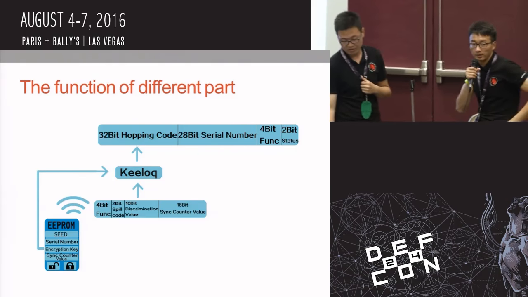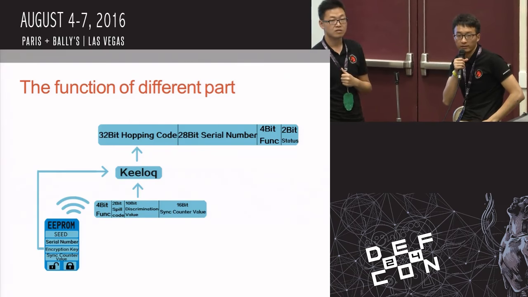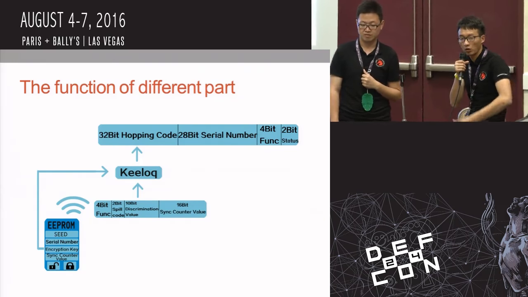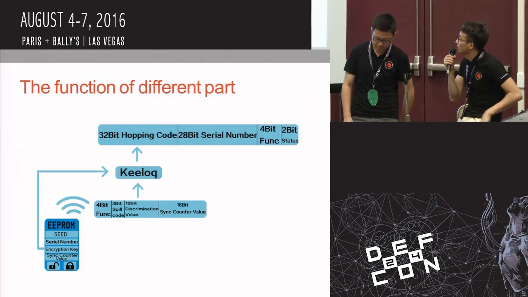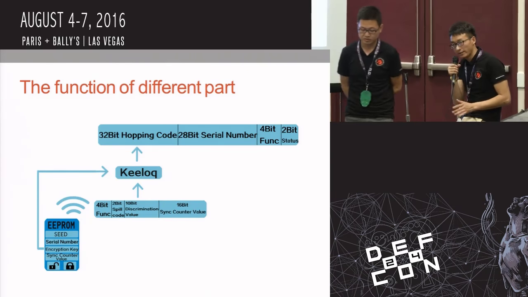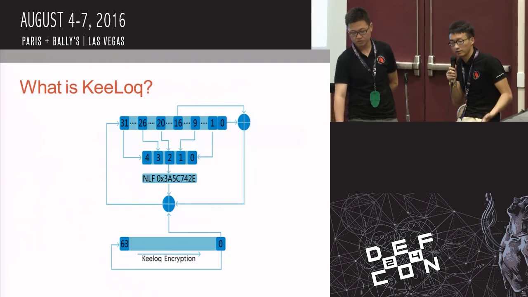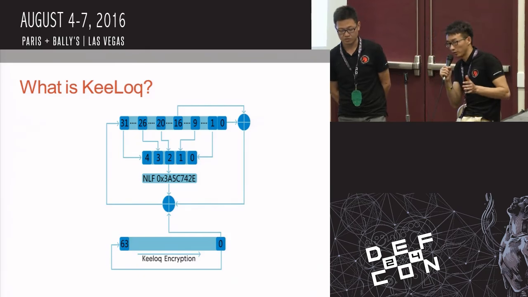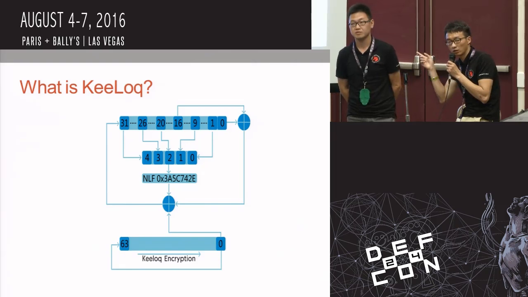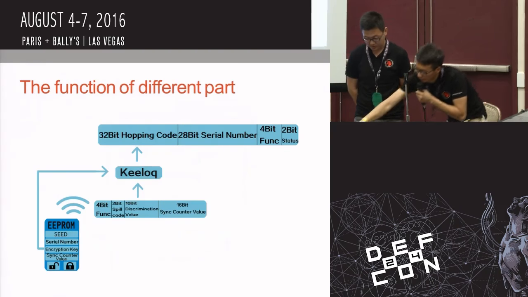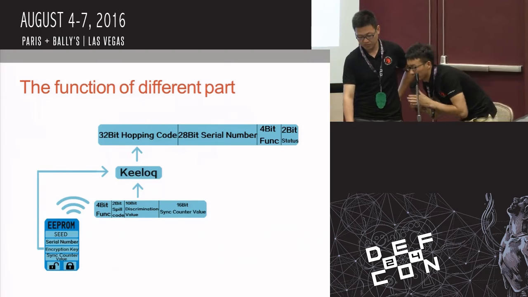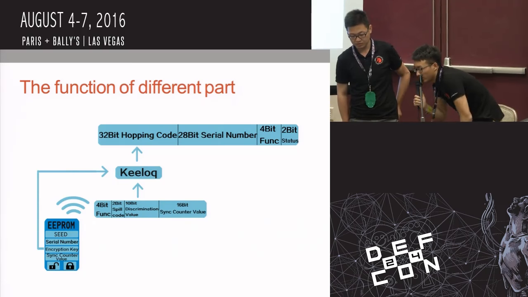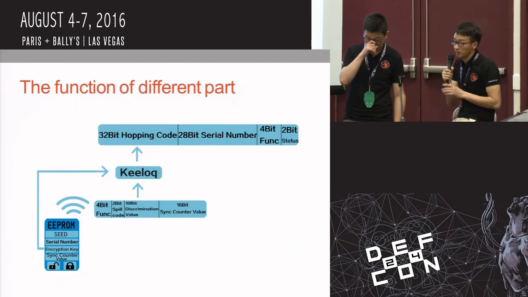Okay, the keeloq. How many have you heard of this? Okay, only one. Keeloq is just a cryptography algorithm commonly used in immobilizers, and you can think of it like AES. The rolling code is the result of using keeloq to encrypt the function code, and the 10-bit discrimination value is just the lower part of the serial number. I hope that everybody understands what keeloq is.